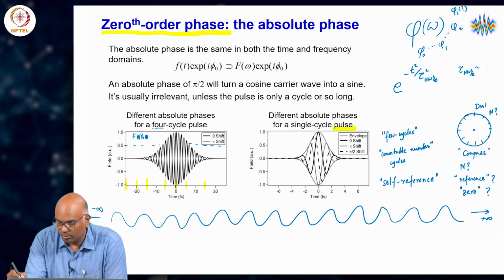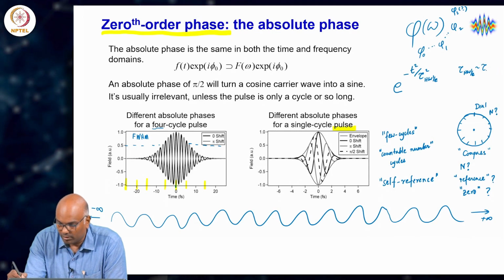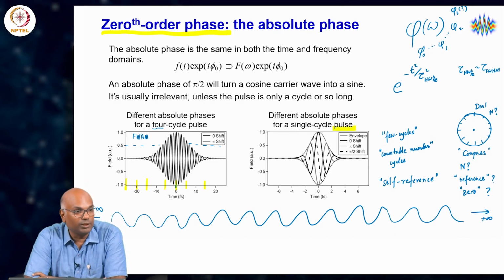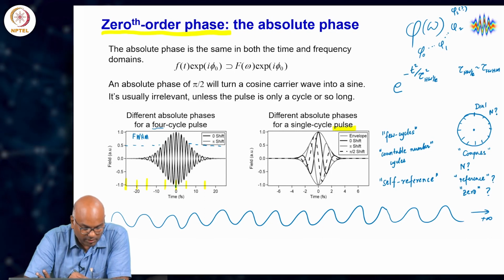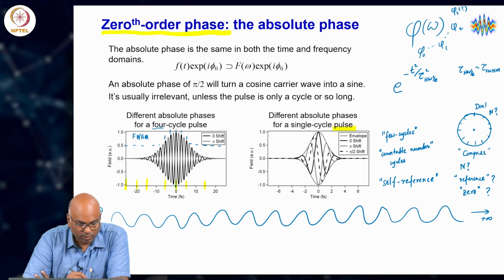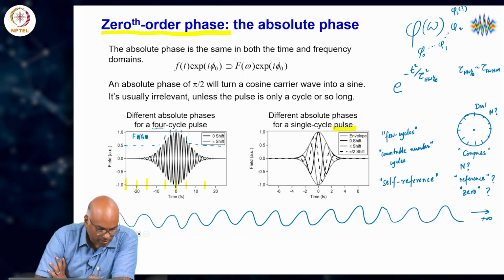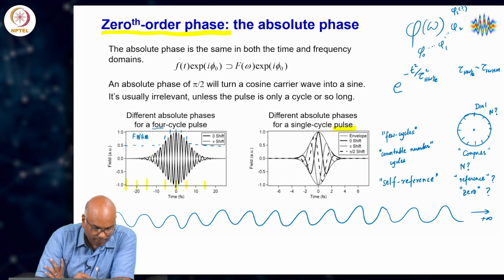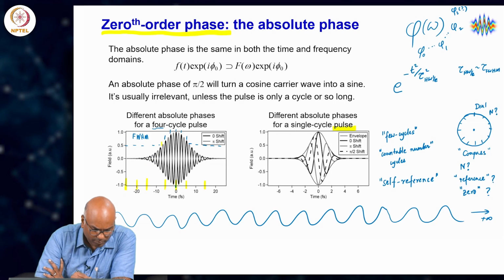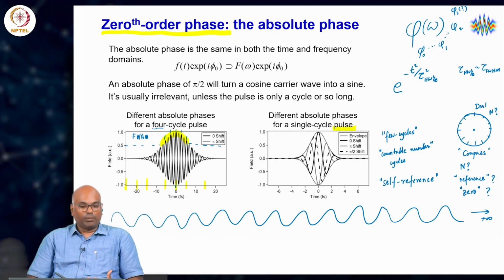to the full width. Full width at half max, which is visually easy to pick up. So the number of cycles: 1, 2. On either side of the maximum, we have about 2 cycles within this envelope. So this is a 4 cycle pulse.